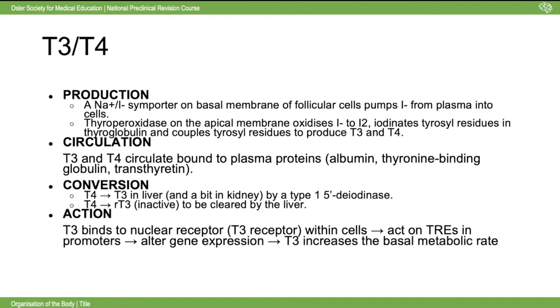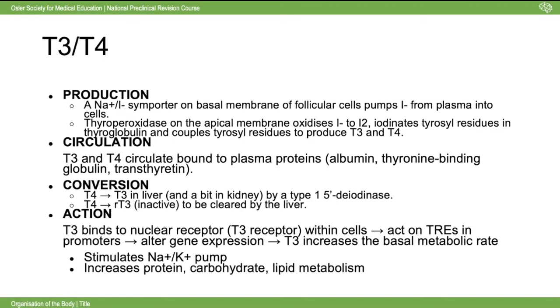And then T3 is transported into cells and binds to its receptor, which is a nuclear receptor. The nuclear receptor can act on thyroid response elements in promoters, and that leads to an alteration in gene expression with the overall effect of increasing the basal metabolic rate. Some of the things it's involved in: it stimulates the sodium-potassium pump, and it also increases protein, carbohydrate, and lipid metabolism. So that's how it increases the basal metabolic rate.